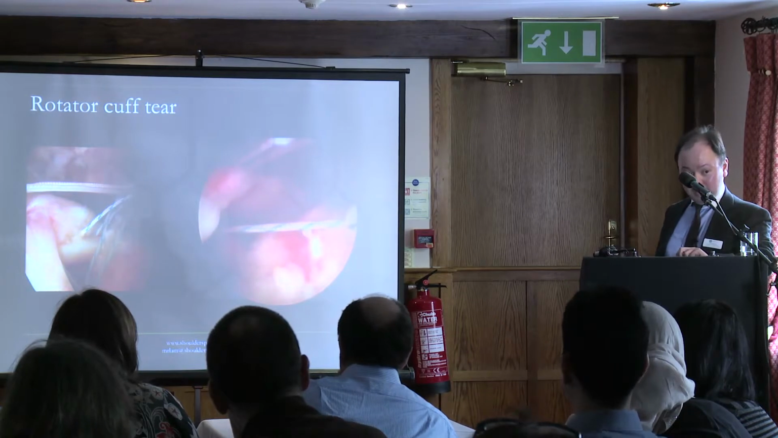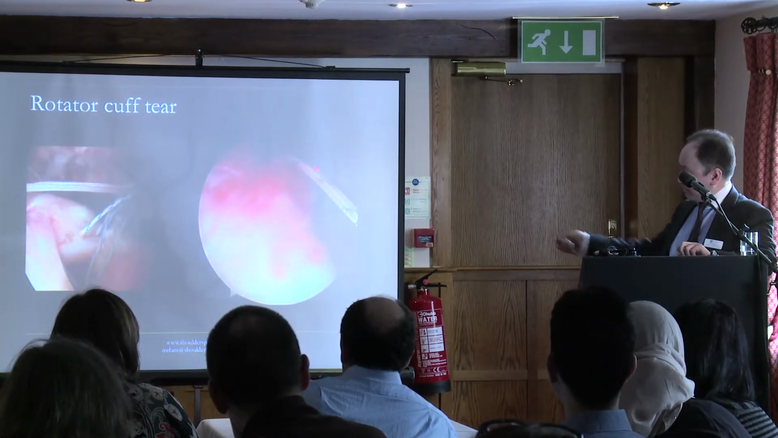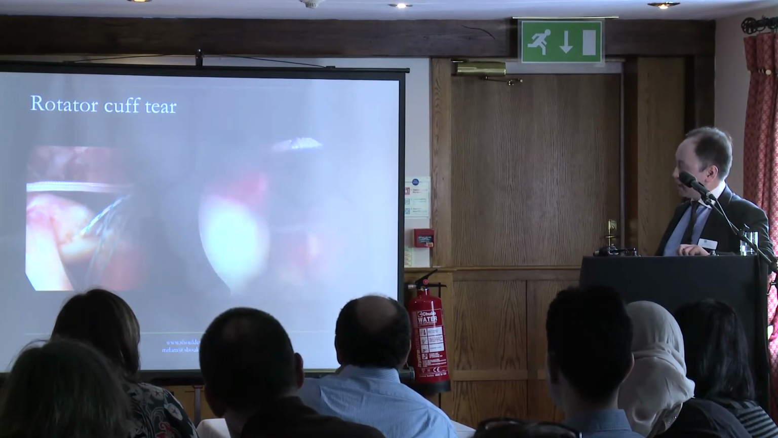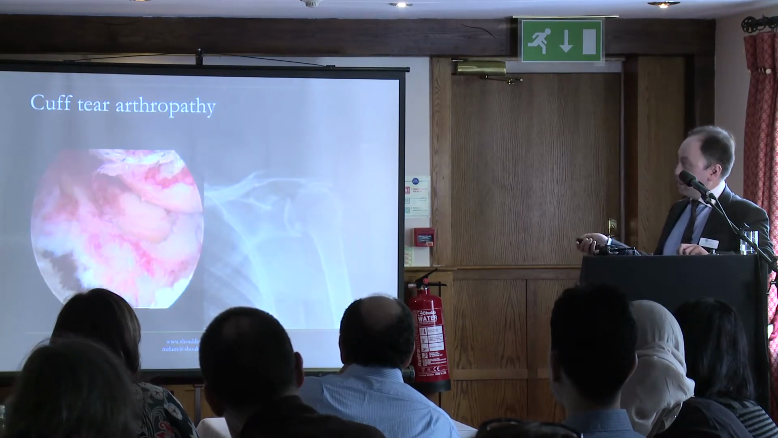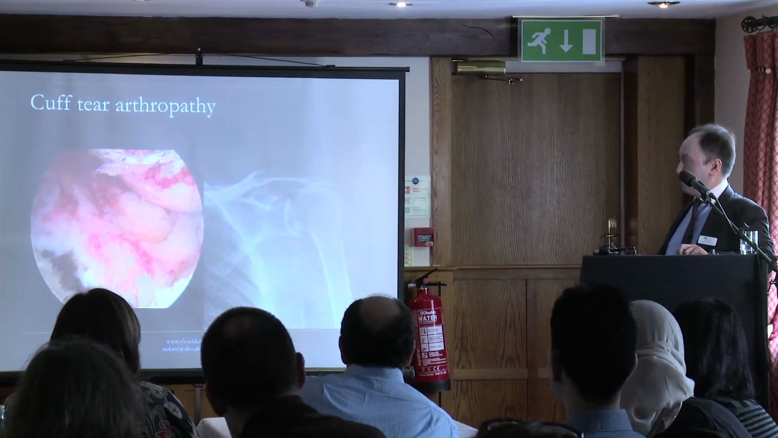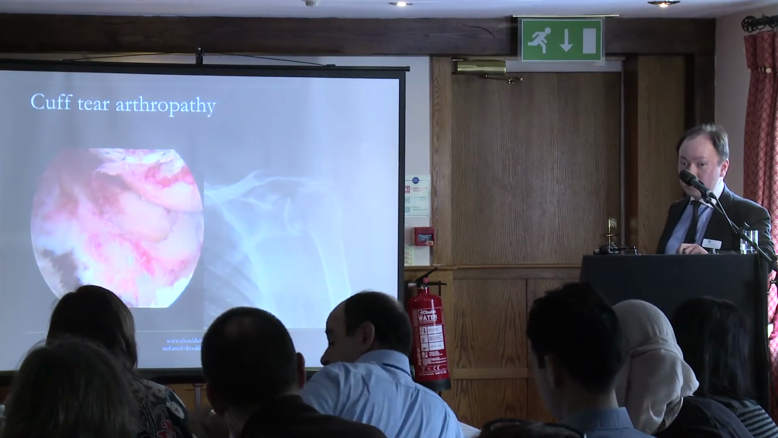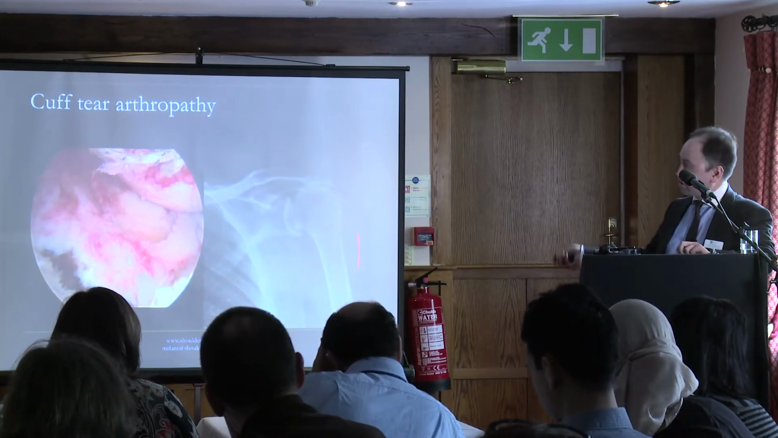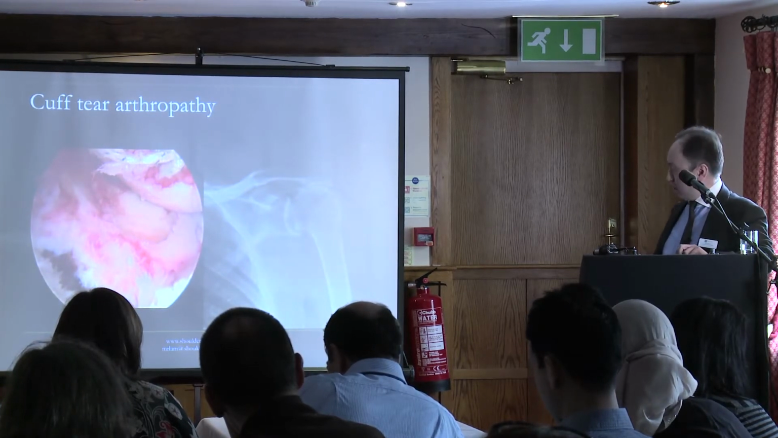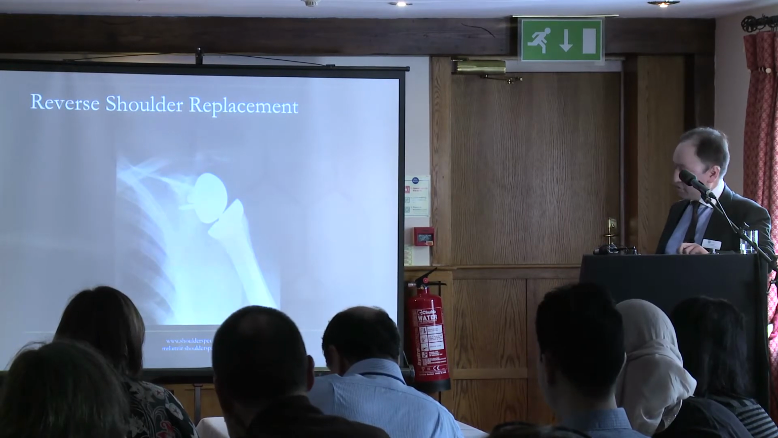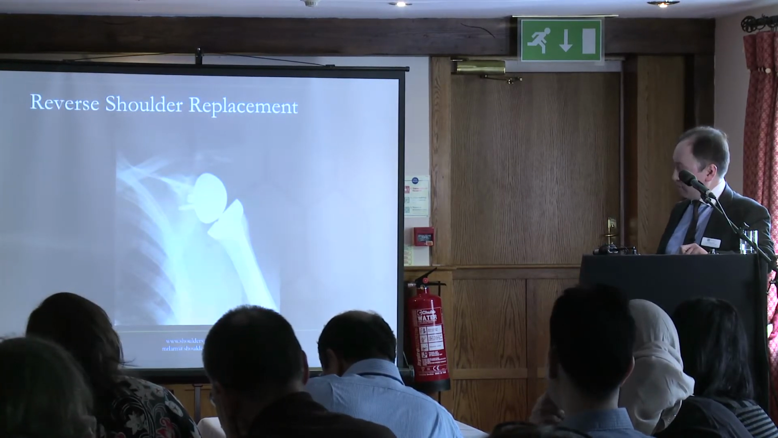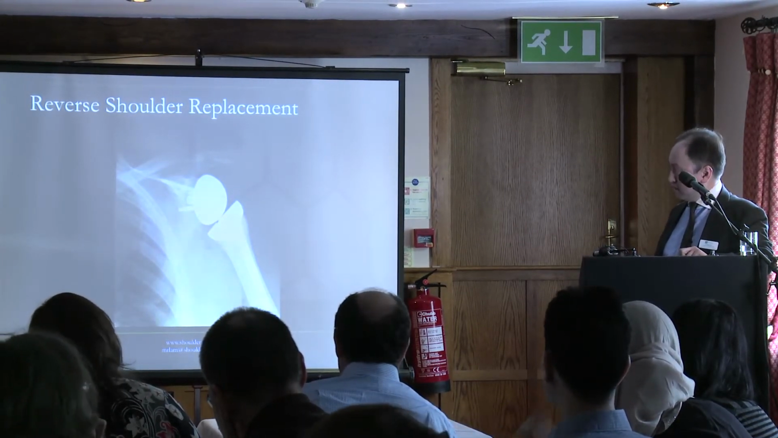Some people ask, why do these tears not mend themselves? You look at this picture here, I'm pulling on it quite hard in order to bring the tendon back to where it was. So if there's a combination of arthritis and rotator cuff tears, this is called cuff tear arthropathy. What it means is that the ball has risen up, there's no tendon, and afterwards the only treatment for that would be a reverse polarity replacement.